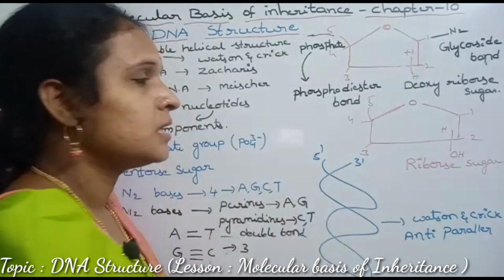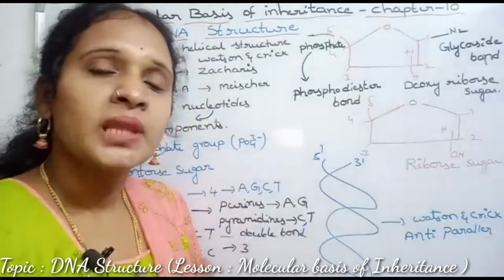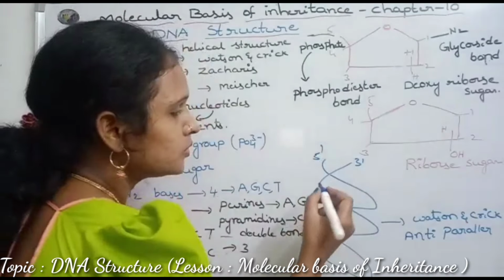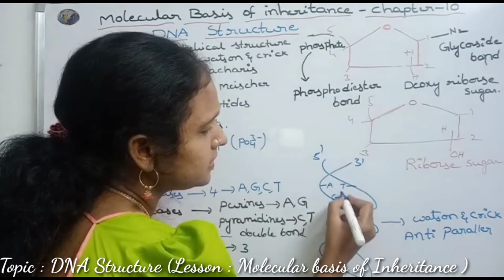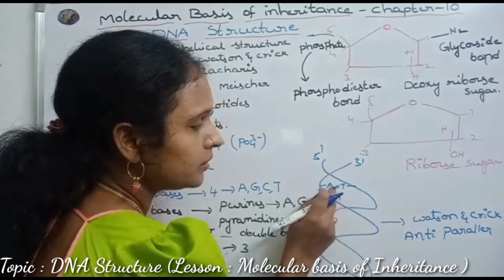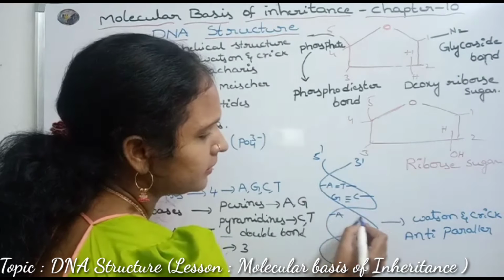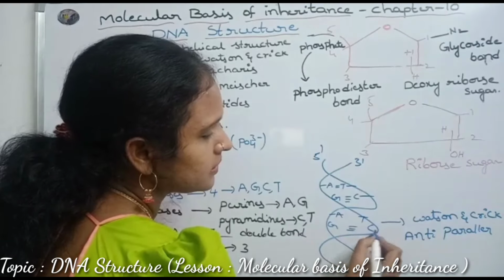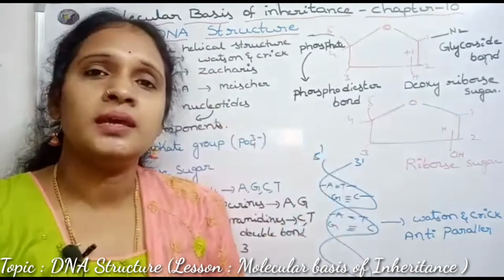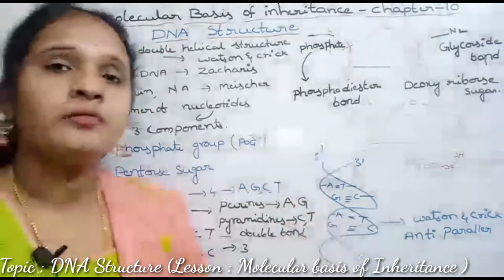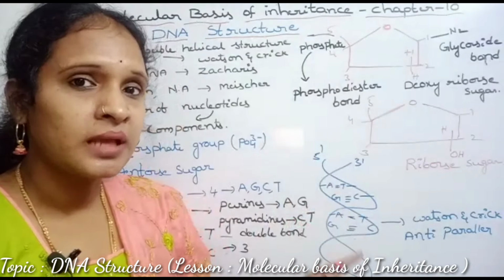Each strand is made up of a number of nucleotides. Nucleotides means A, T, G, C. A pairs with T with a double bond. G pairs with C with a triple bond. In the same way, A, T, G, C. So this is the structure of the DNA. The length of the DNA depends upon the number of base pairs, or nucleotide pairs.